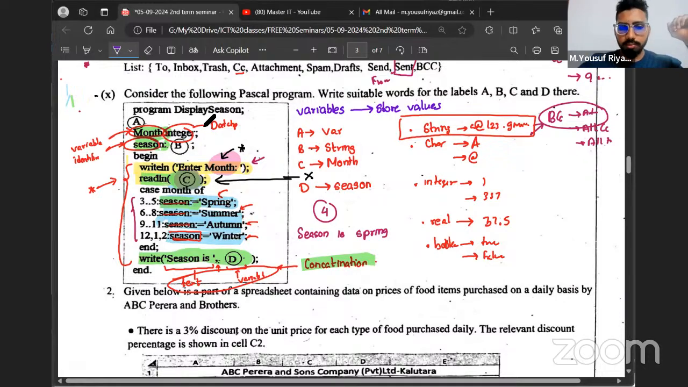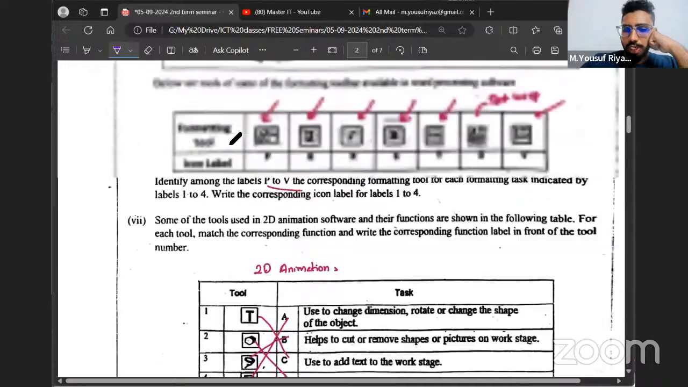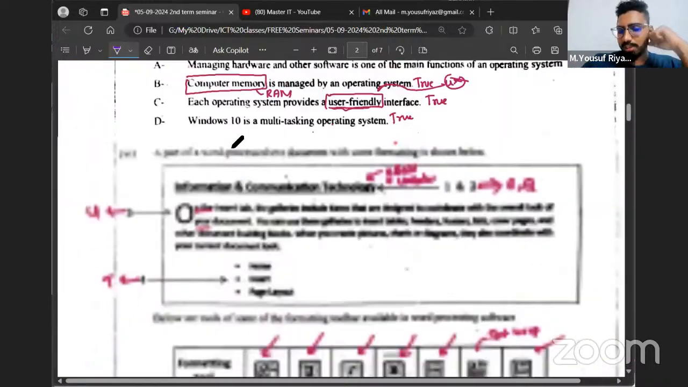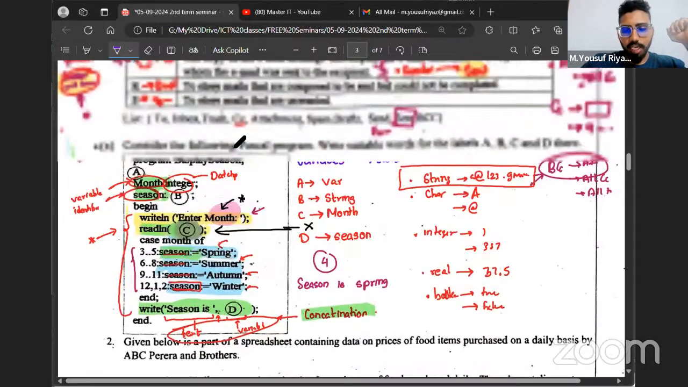Again, this is Pascal, grade 11, first lesson. Now, if you notice this first question, the majority of them were based on grade 10. Very few were based on grade 11. Anyways, does anyone have any questions regarding what we learned?